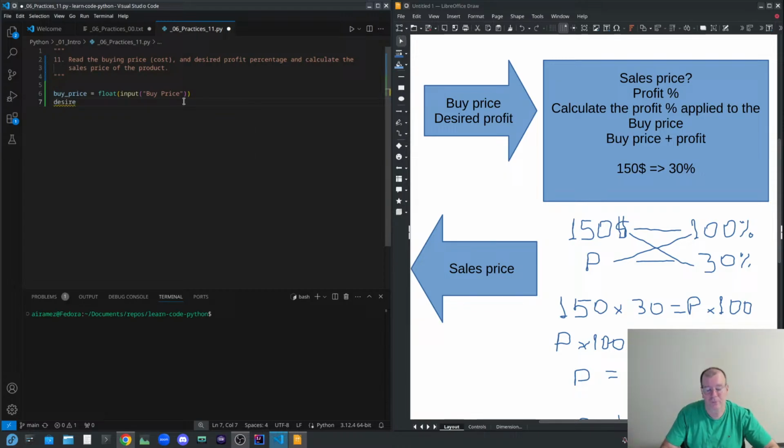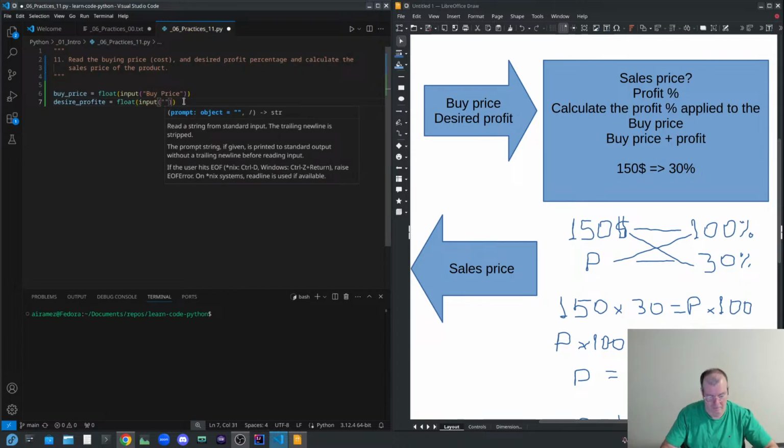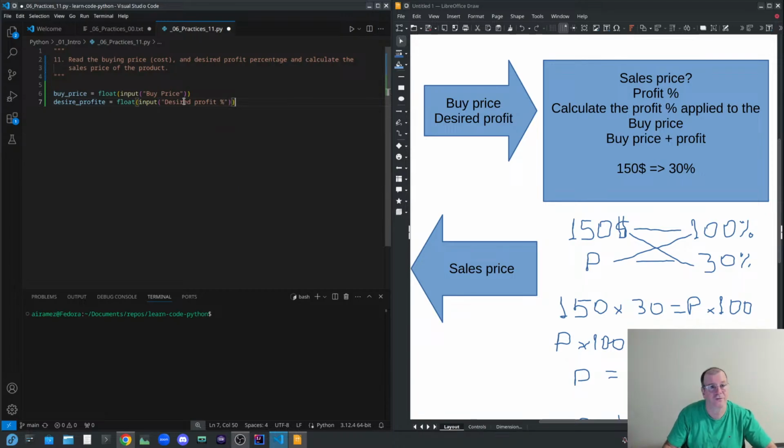I will do the same for desired profit. And I say it's a float, input, desired profit. And I can say this to make sure that they know it is not the amount, but the percentage. Usually it is how it's expressed.